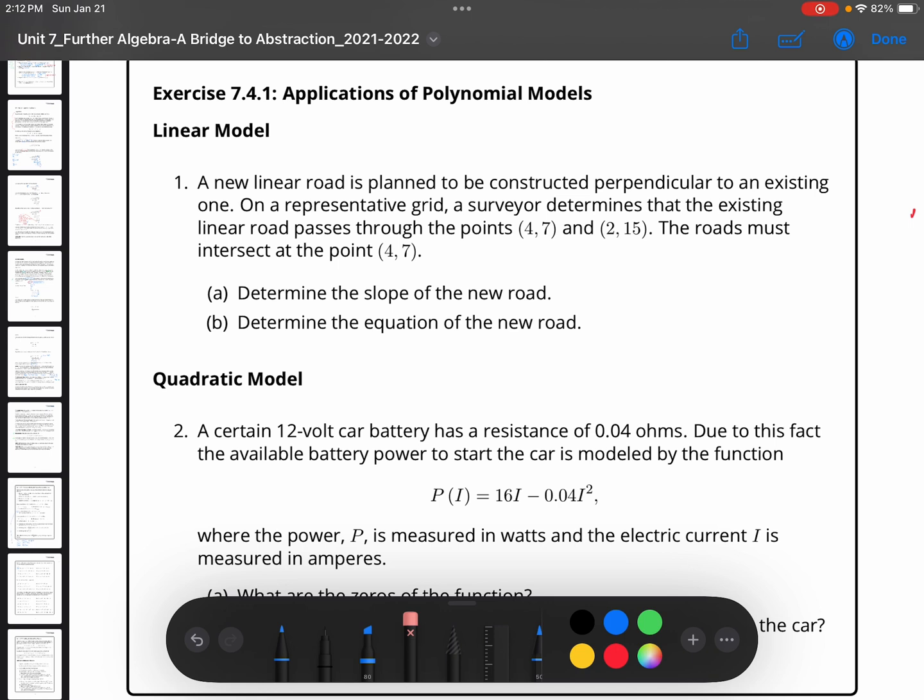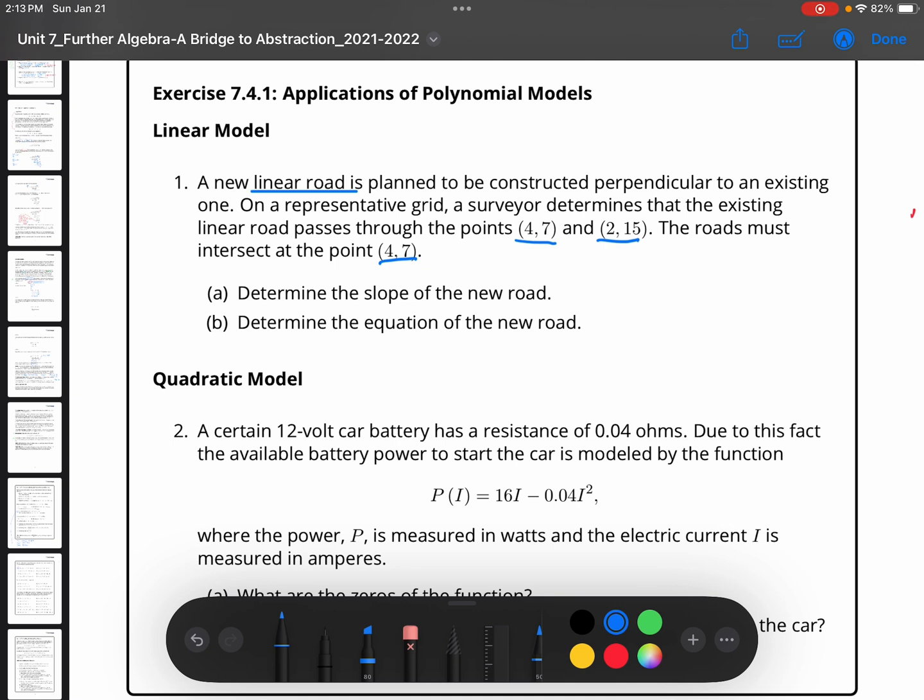If you read the first problem, the key word on here is a new linear road. Linear as in a line, all right? And it says that it plans to be constructed perpendicular to an existing one. On a representative graph, the survey determines that the existing linear road, again, passes through these 2 points, and the roads must intersect at (4, 7). So if I want to determine the slope of the new road, remember, both of those roads have to be perpendicular, right?